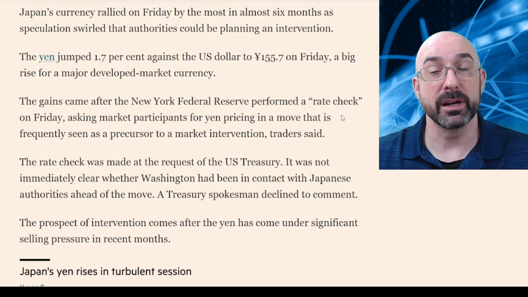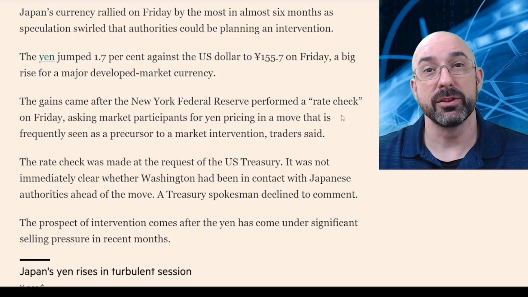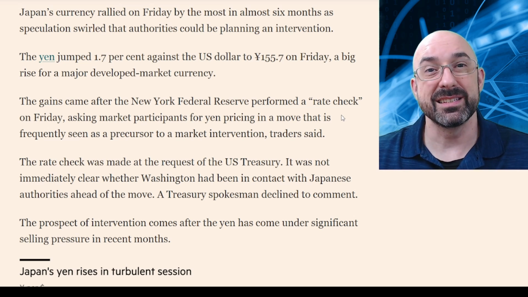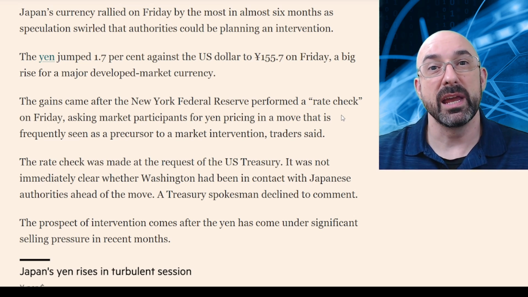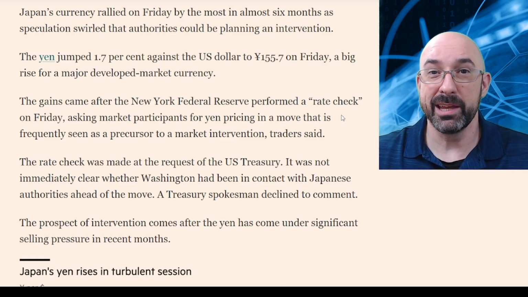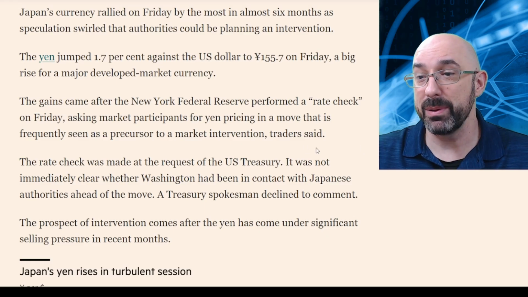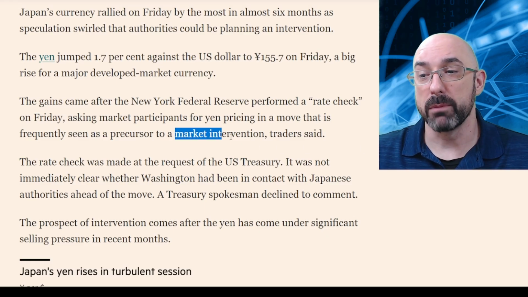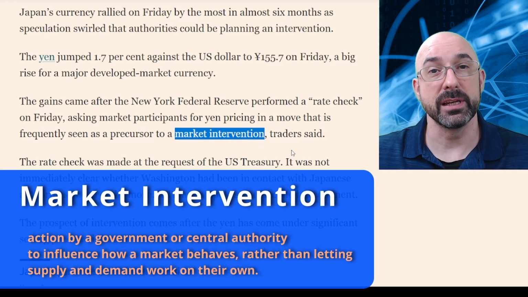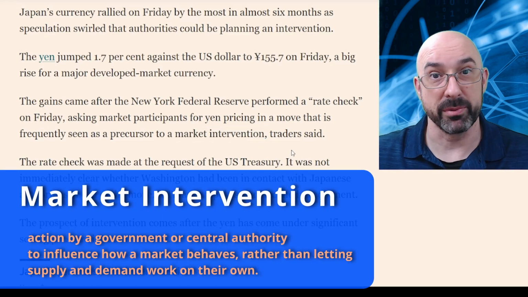If you find out that a government made a rate check, then the market sometimes will balance itself, will sometimes fix itself. Maybe the price of yen will go up against the dollar and it won't be so weak. If for some reason that doesn't work or the government has to step in, they have what's called a market intervention. So a market intervention is when the government does something.